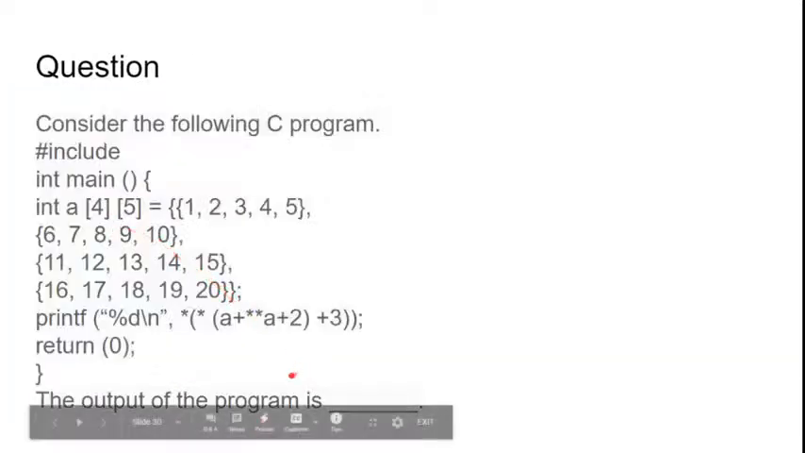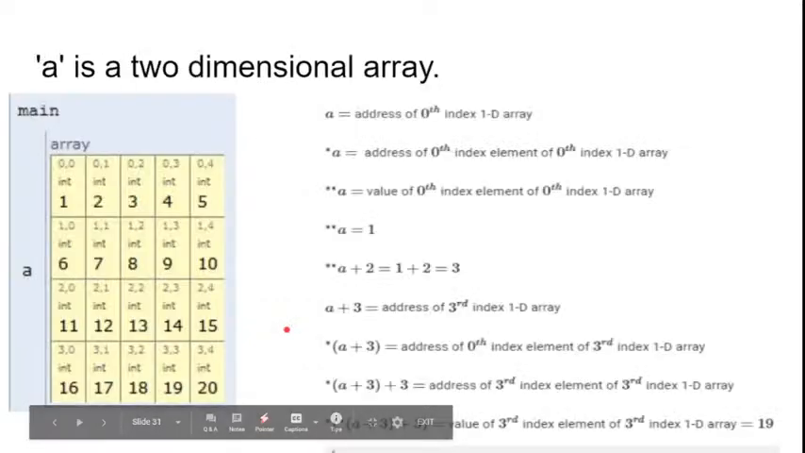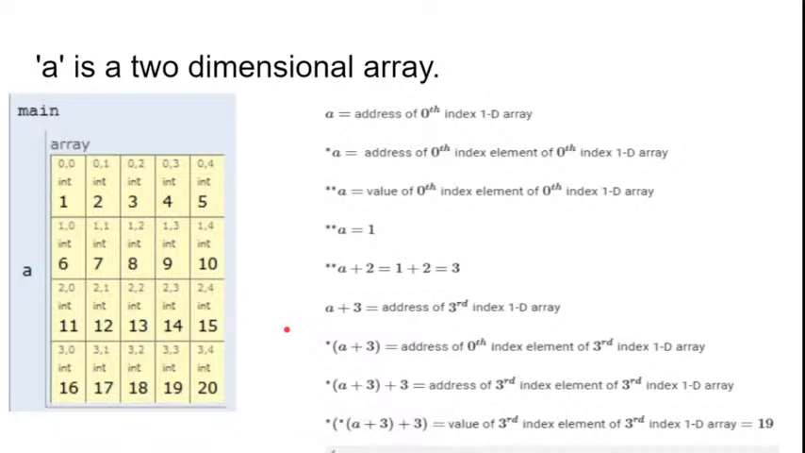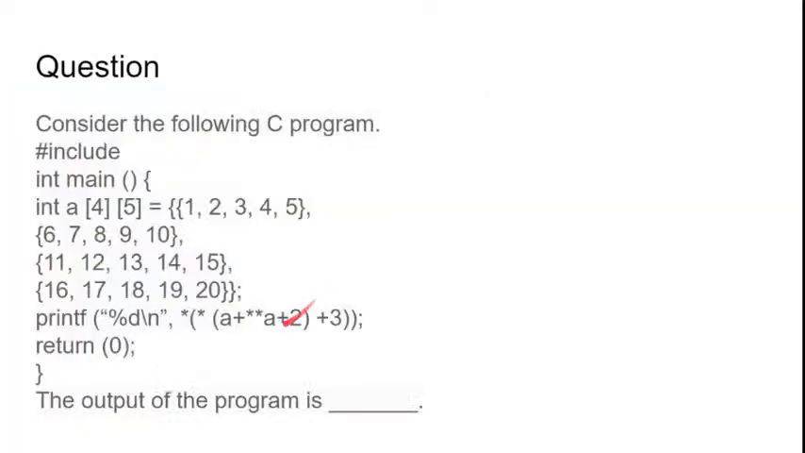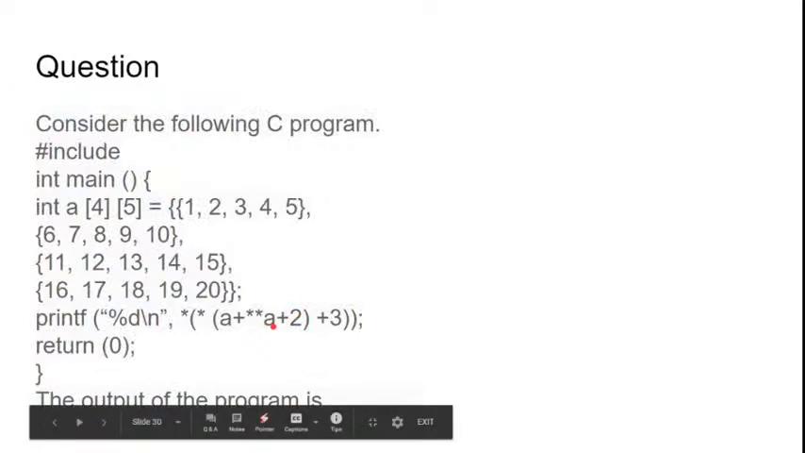Here they are asked about this printf statement. Star a gives the address of the 0th index element of the 0th index one-dimensional array, and double star a gives the value of that 0th index element. So double star a means 1. And here they asked about double star a plus 2.